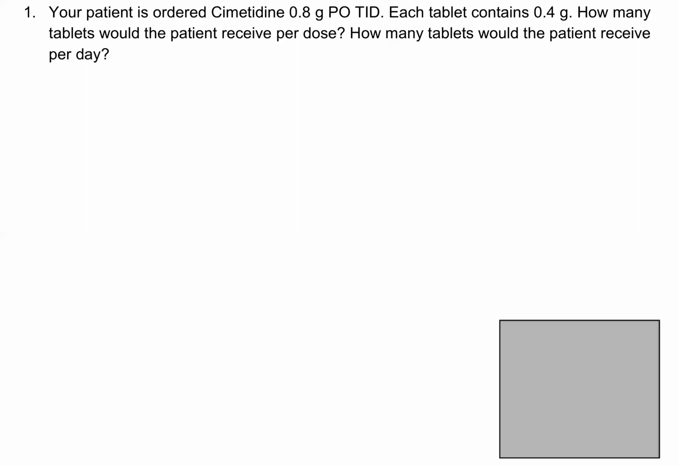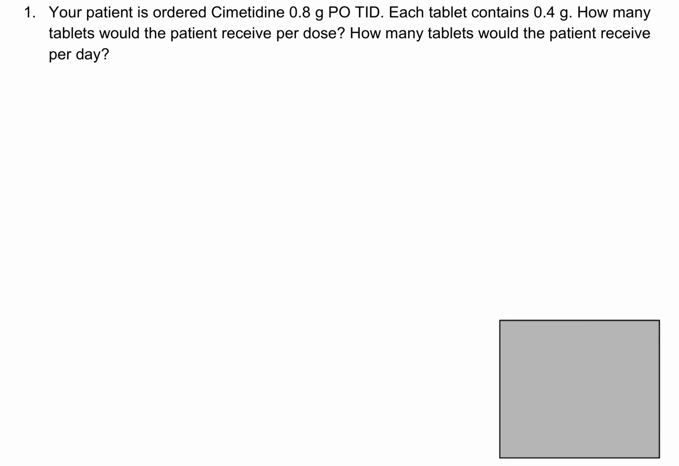Number 1, your patient is ordered cimetidine 0.8 grams PO TID. Each tablet contains 0.4 grams. How many tablets would the patient receive per dose? How many tablets would the patient receive per day?